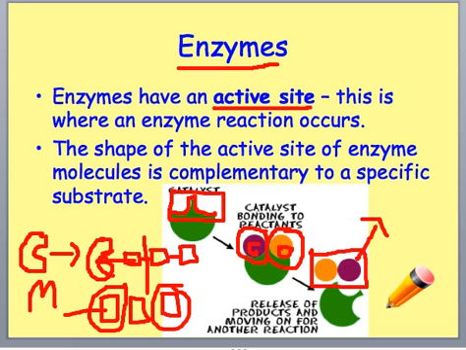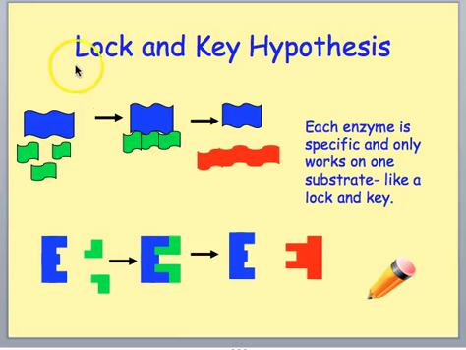And we call this the lock and key model. We call this the lock and key hypothesis, with the idea being that the enzyme is said to be specific. That is, it only works on one substrate, like a lock and key. In other words, only one key will fit into a certain shaped lock.